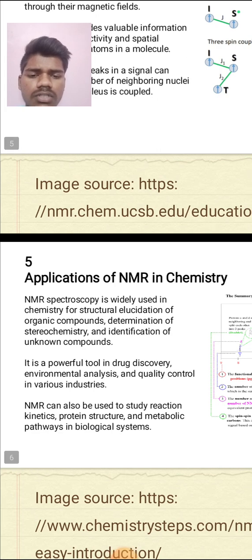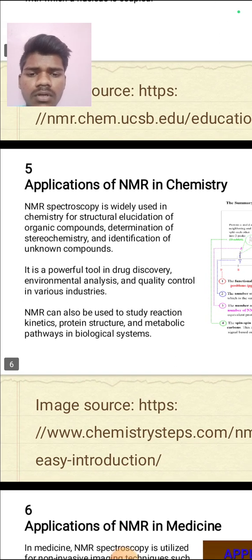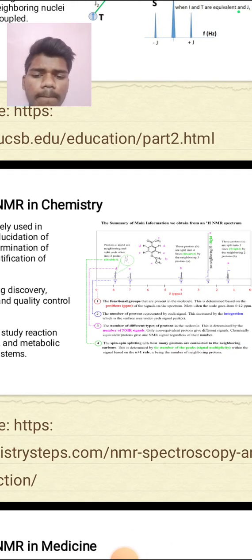Fifth one, applications of NMR in chemistry. NMR spectroscopy is widely used in chemistry for structural elucidation of organic compounds, determination of stereochemistry, and identification of unknown compounds. It is a powerful tool in drug discovery, environmental analysis, and quality control in various industries. NMR can also be used to study reaction kinetics, protein structure, and metabolic pathways in biological systems.